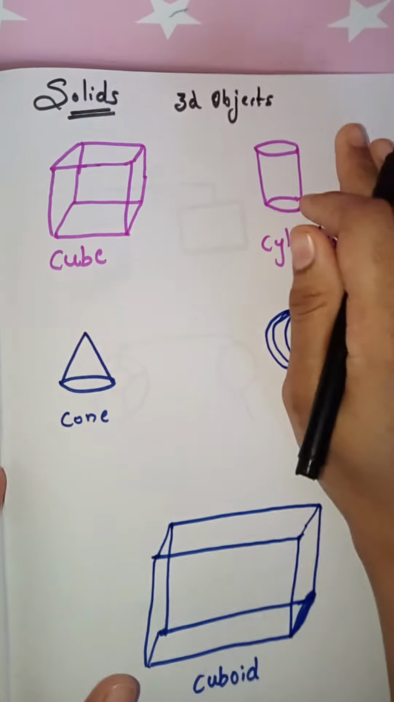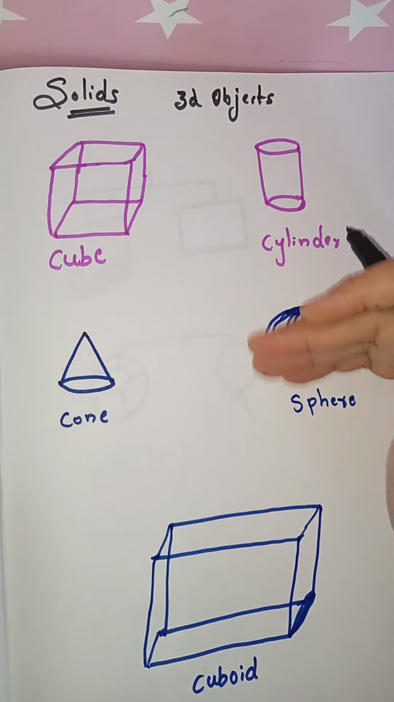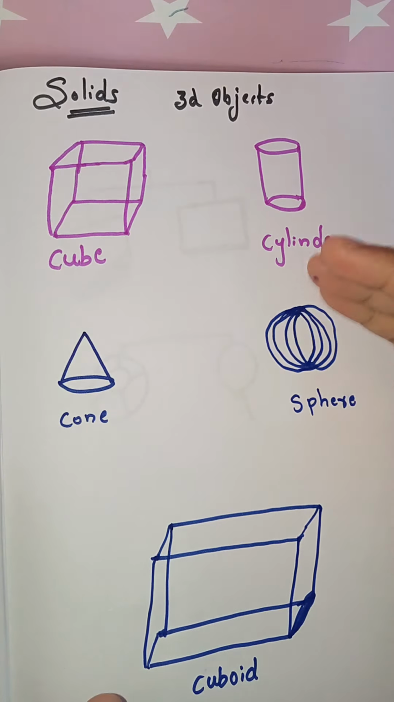They are not flat like the plane shapes. They are not flat like the plane figures. These are all three-dimensional objects. But plane shapes are two-dimensional, 2D objects.